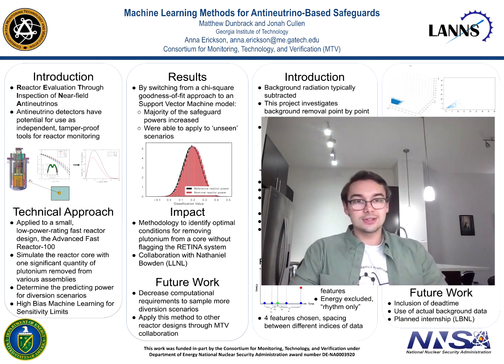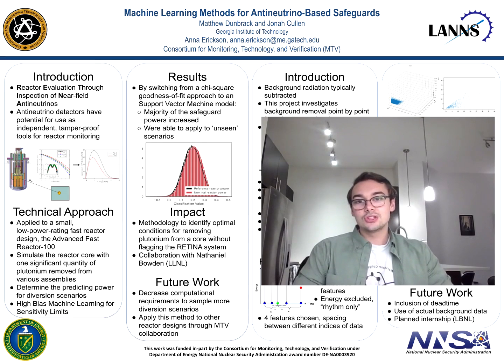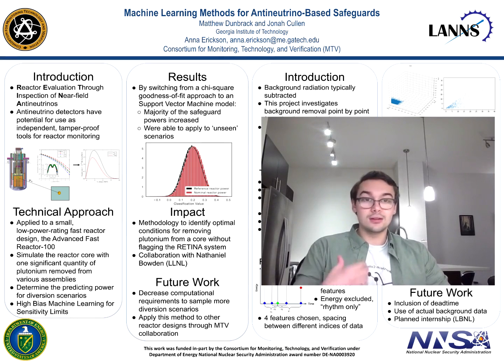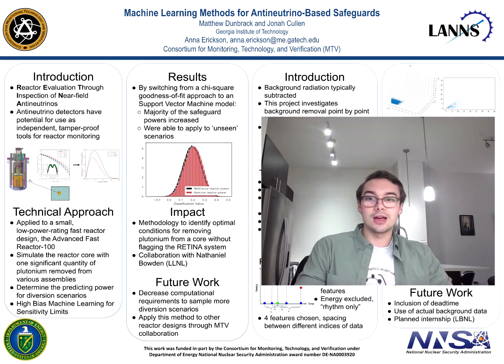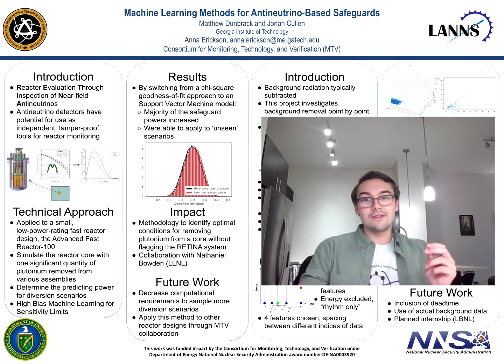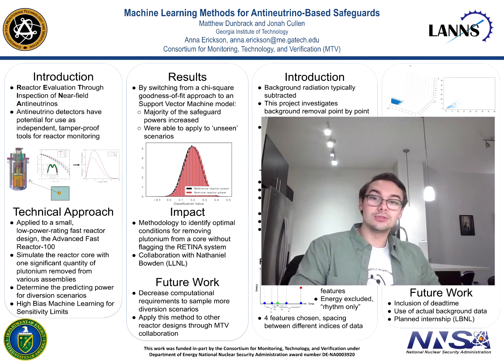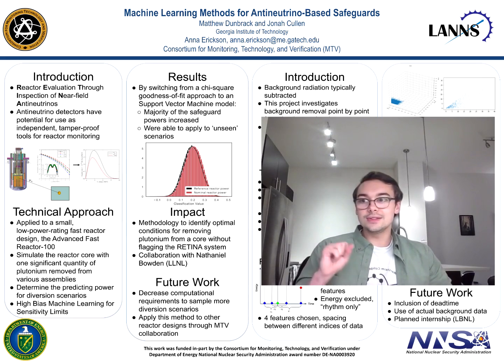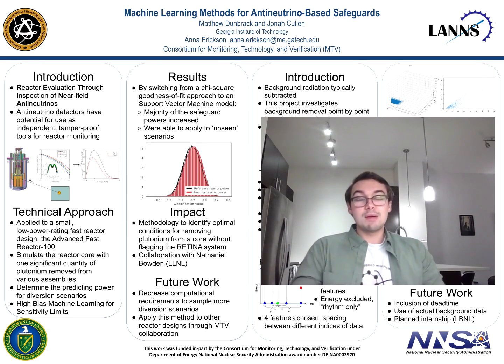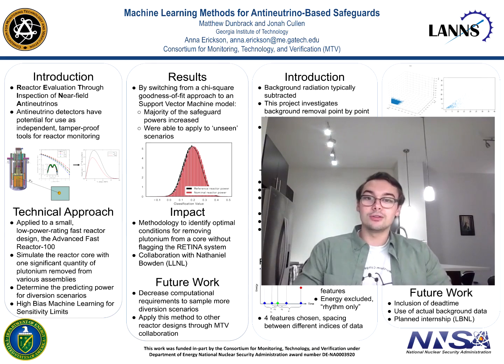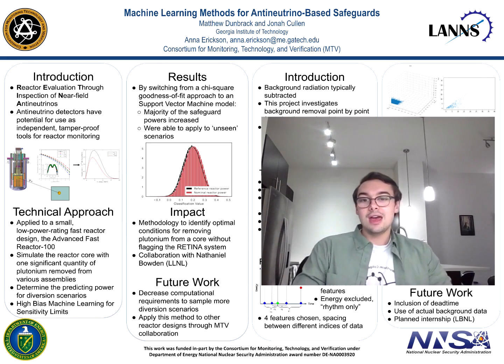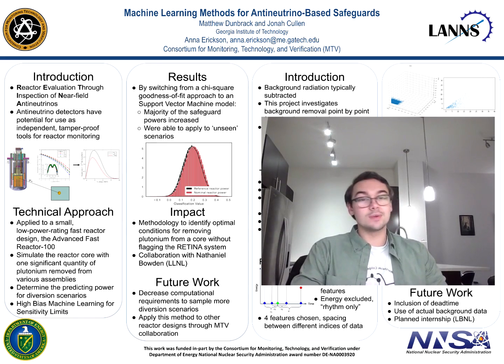So for this simulation, we applied it to the AFR 100, which is a small, fast reactor. So it bred plutonium at various locations and assemblies, and we simulated what we were expecting for the anti-neutrino counts, and then we simulated if an adversary was to pull one significant quantity of plutonium from these different assemblies. And then we applied these simulations, and we came up with a high-bias machine learning model using a support vector machine, and we were able to come out to what safeguards power were actually possible in these different scenarios.